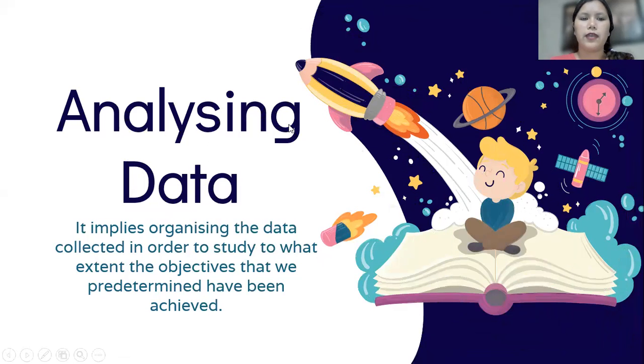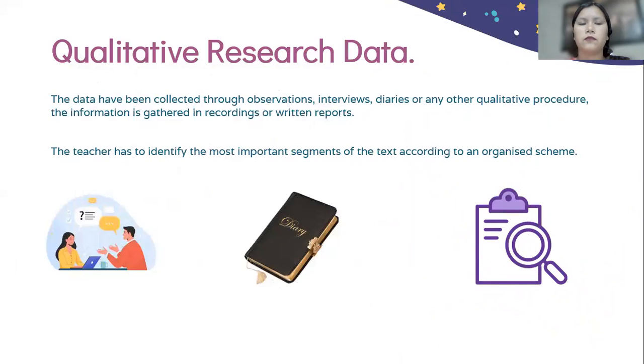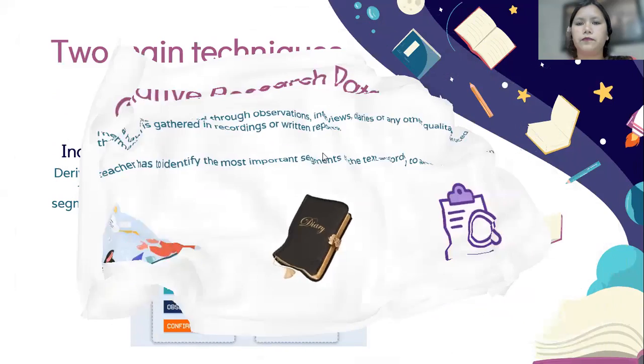Okay, I'm going to speak about the text Analyzing Data. It implies organizing the data collected in order to study to what extent the objectives that we pretend have been achieved. The qualitative research data: the data have been collected through observations, interviews, diaries, or any other qualitative procedure. The information is gathered in recording or writing reports. The teacher has to identify the most important segments of the text according to an organized scheme.